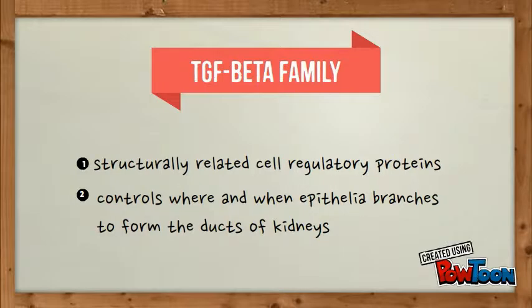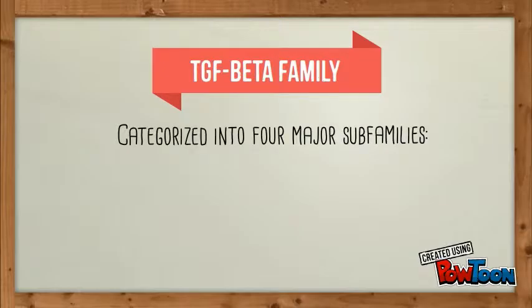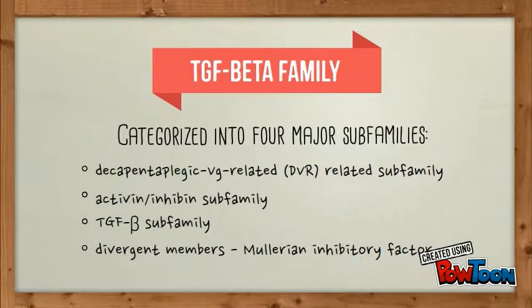TGF-beta family is a family of structurally related cell regulatory proteins and is critical in controlling when the epithelial cells can branch to form the ducts of kidneys. TGF-beta family is categorized into four major subfamilies: decapentaplegic Vg-related, DVR-related subfamily, activin-inhibin subfamily, TGF-beta subfamily, and divergent members including the Mullerian inhibitory factor.